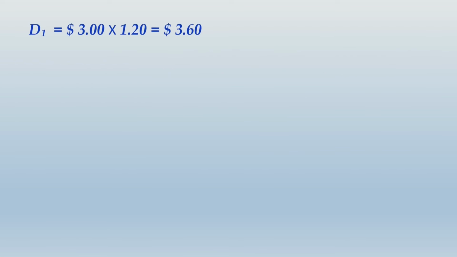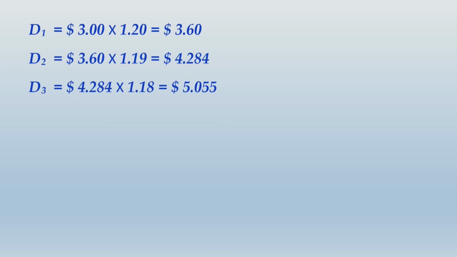D1 will be $3 into 1.2, that is $3.6. D2 will be $3.6 into 1.19. Now see, the growth rate has declined from 20% to 19%. Then D3 will be the D2 value, that is $4.284, into 1.18. Look at the constant decline in the growth rate, 20%, 19%, 18%. By far, D3 has come to $5.055. D4 will be the D3 value into 1.17.